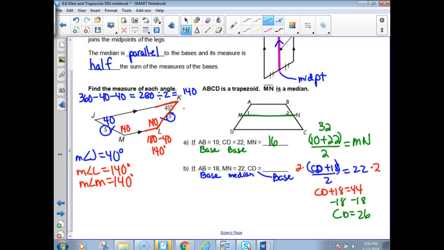Okay, now let's see if we can do it another way. All right, AB is smaller than 22. The median is 22. That means that the other base is bigger. I hope that makes sense. If the median's in the middle, then AB being smaller than that would make the other one bigger than 22. So, what's the difference between 18 and 22? Okay, that's plus 4, right? So let's go up 4 more. And we get 26.